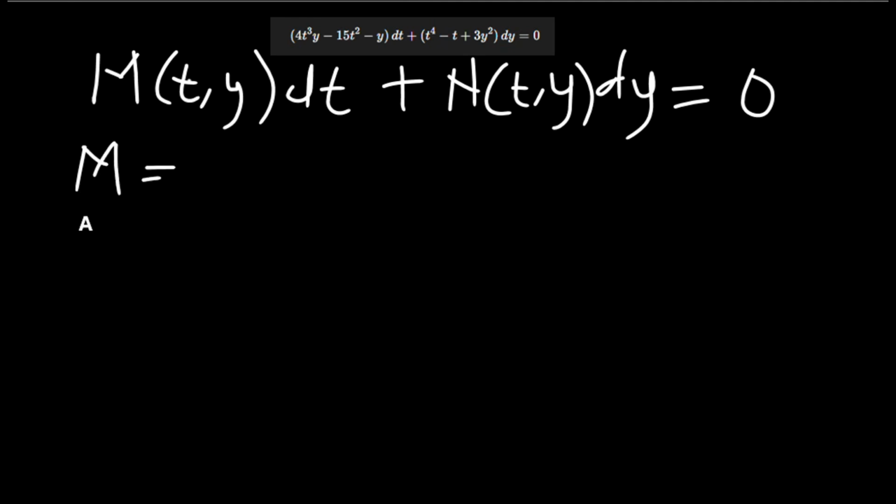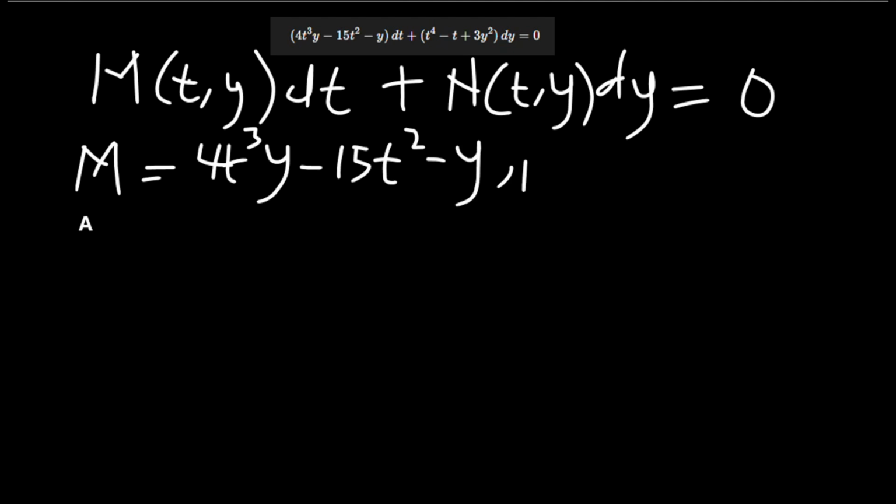So we can see M is equal to 4t cubed y minus 15t squared minus y. Our N is also t to the power 4 minus t plus 3y squared.